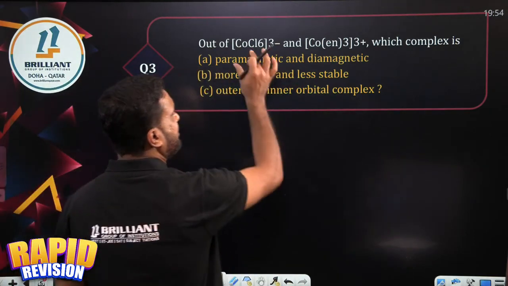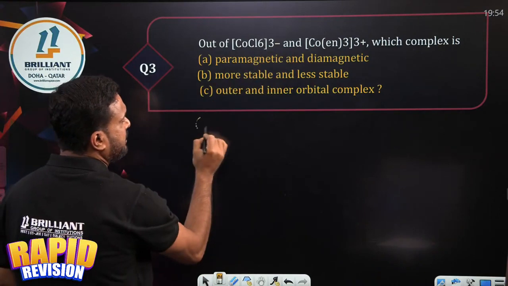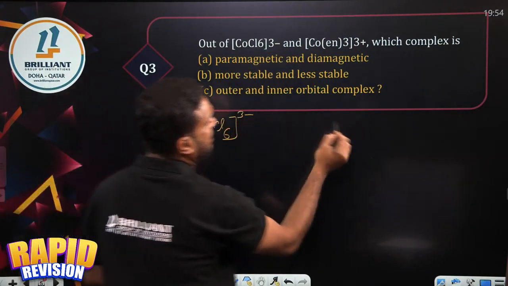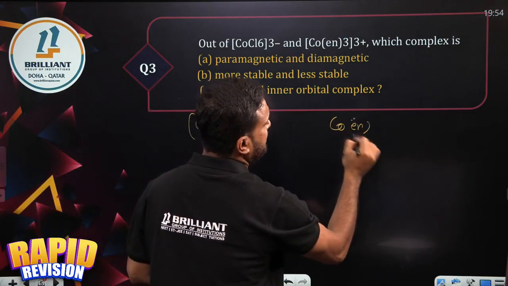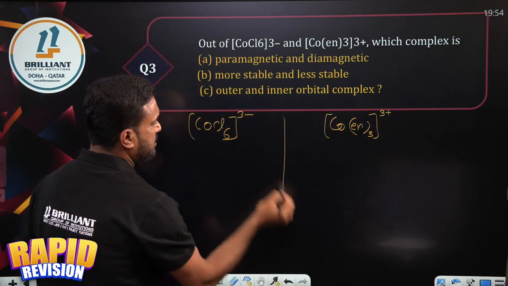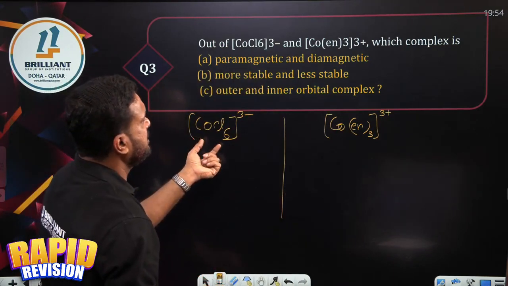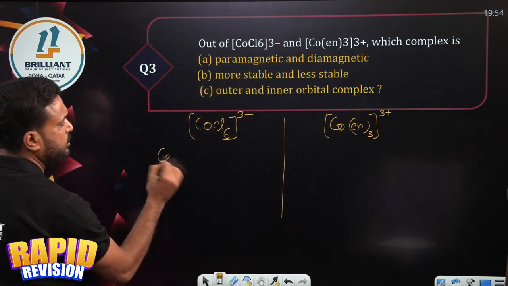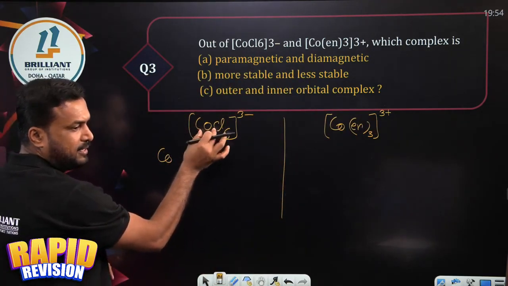Yes, this is an easy one anyway. So I will write the compound separately. CoCl6, coordination sphere 3 minus. Here I will write the other one. Co(en)3, coordination sphere 3 plus. Now listen. Here we can find out the hybridization if you want, then we will get whether it is paramagnetic or diamagnetic. Here I am going to write the oxidation state directly.